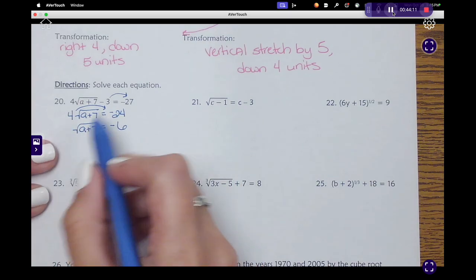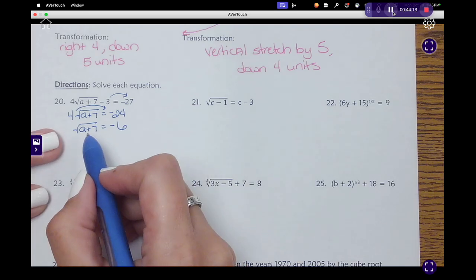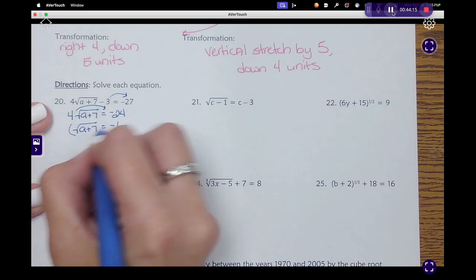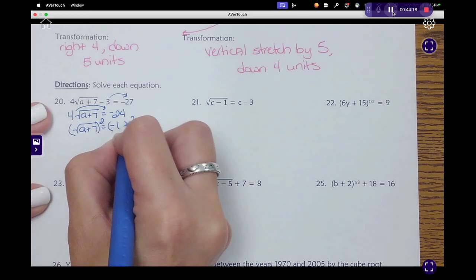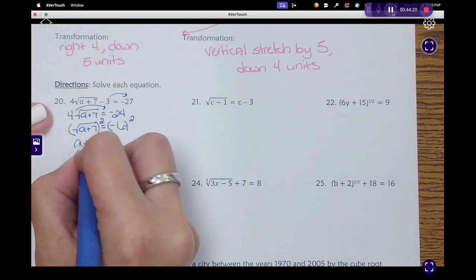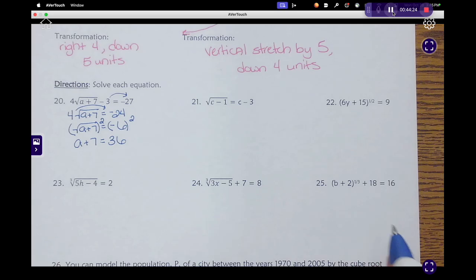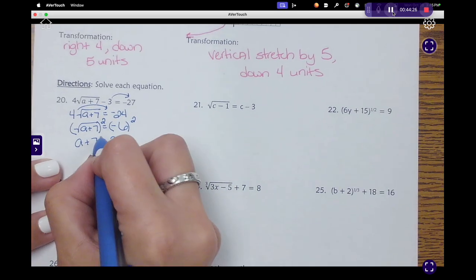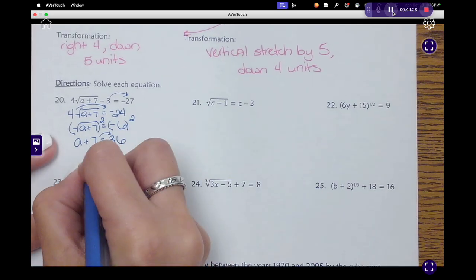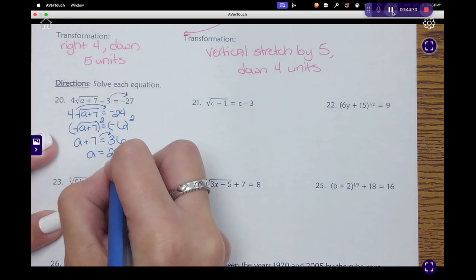So now that I have everything, I have that square root, I have everything moved over from that square root, this is where I can go ahead and square both sides. So that leaves me with a + 7 equals 36. Okay, now finishing that out, I would move the 7 over here by subtracting it. So I would get 29.